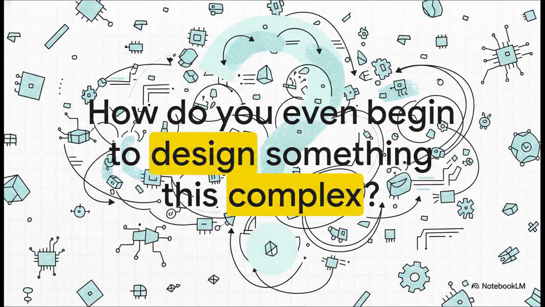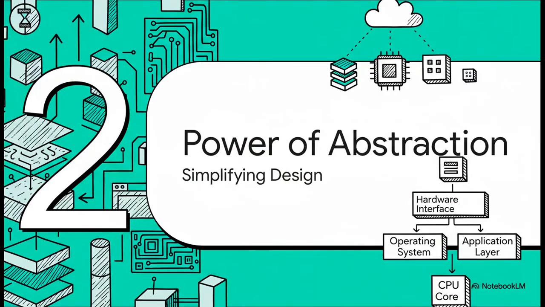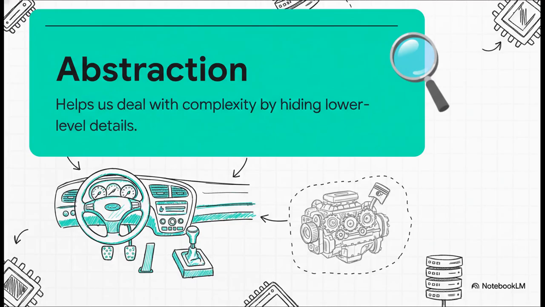Which leads to the big question. How on earth do you manage that level of complexity? How do you even begin to design something with billions of moving parts and have any confidence at all that it's actually going to work? Well, the answer, and this might just be the single most important concept in all of computer science and engineering, is the power of abstraction. It's a simple idea, but with some pretty profound consequences.